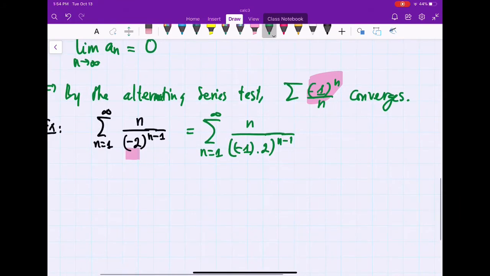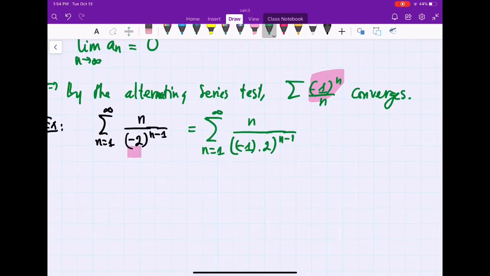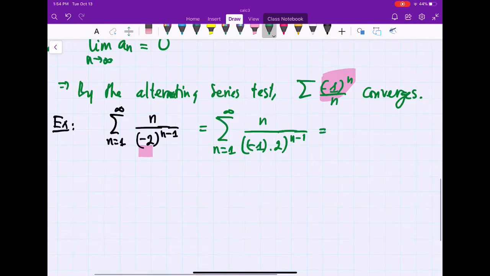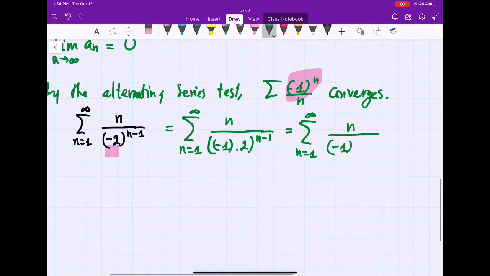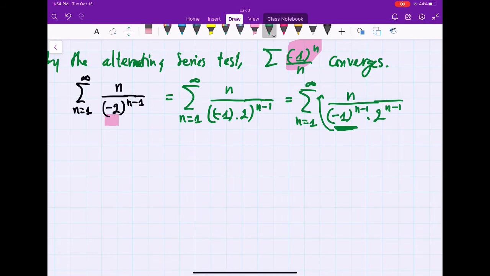I write this the first time, so I try to do it carefully, but you may skip this step in the future. So you have the sum from n=1 to infinity of n, and here you have (-1)^(n-1) times 2^(n-1). You can bring this to the top and notice that (-1)^(n-1) times (-1)^(n-1) is 1, because it is the square of that, right? So that is 1.